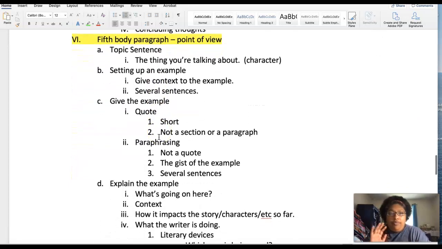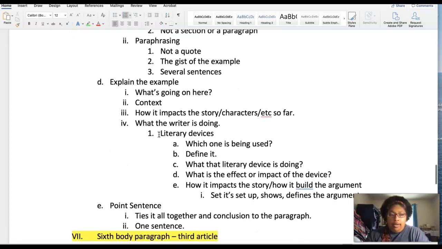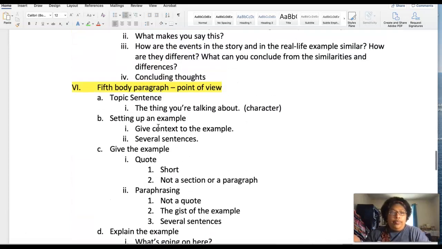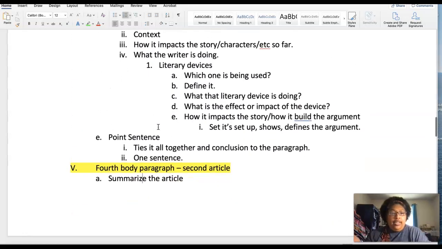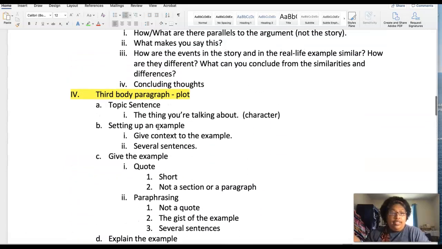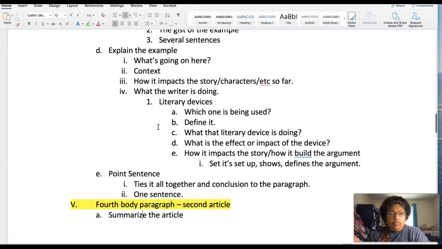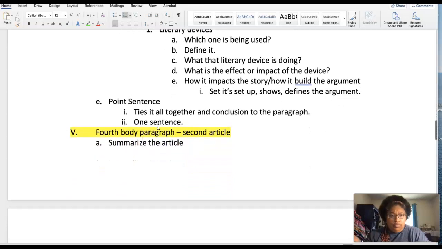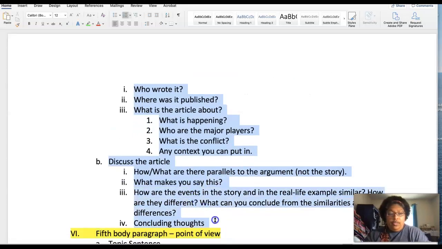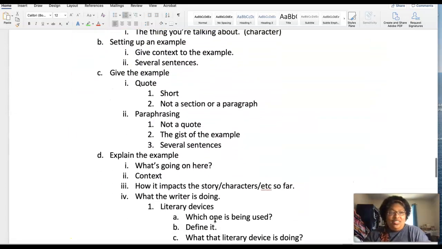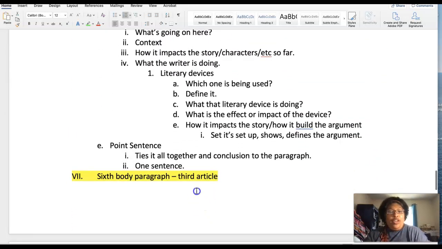Fifth body paragraph, point of view. Again, going back to our thesis, we're going to talk about point of view and how it's used to build this argument. And then there should be a sixth one, and I apologize for that. The second article should be the third article here. So you'll have this correct when you get it for yourself. Oh, there it is. Okay.